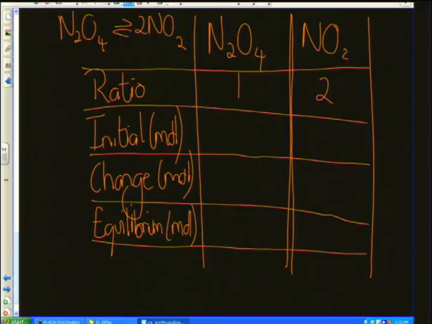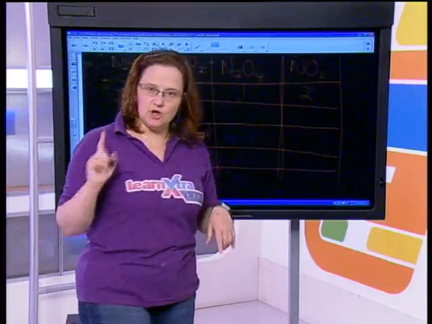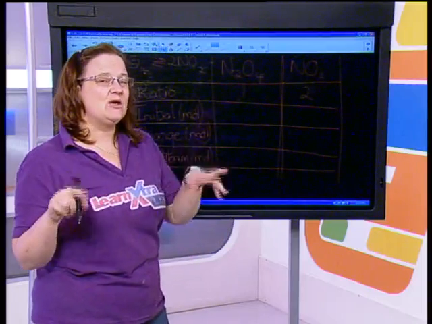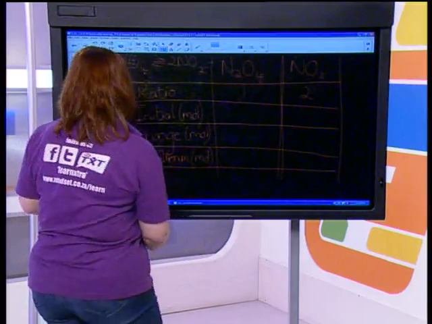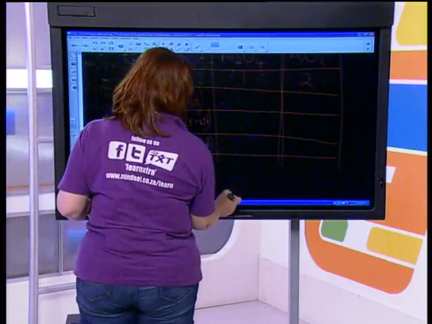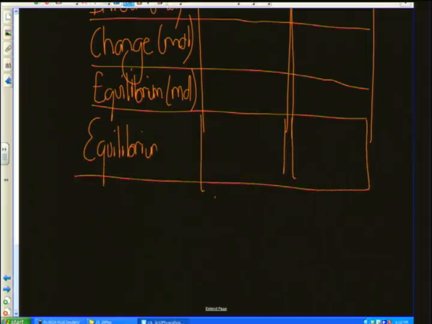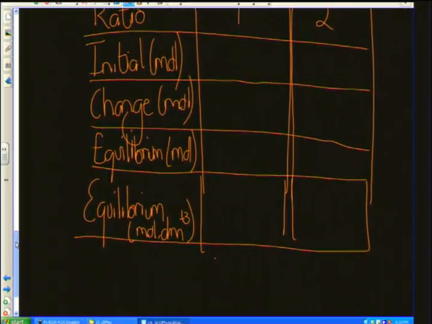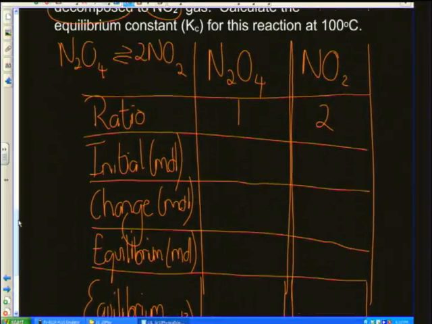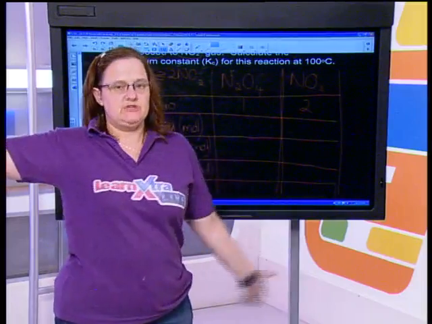Okay, but Kc calculations can only be done if you have an equilibrium concentration. So that means I have to add in one more row over here, and this last row is my equilibrium concentration. Because it's concentration, this is going to be in moles per decimeter cubed. All right, so it's a RICE table. Those lines are the same, regardless of what happens with the rest of your table.